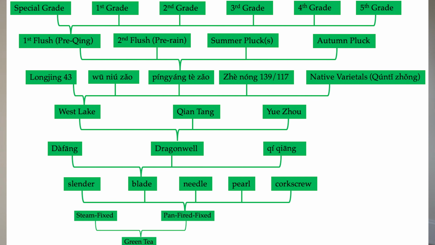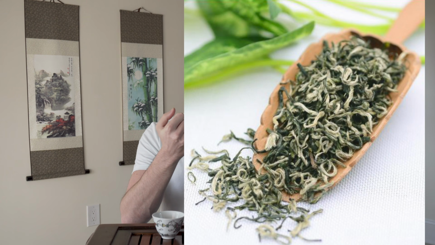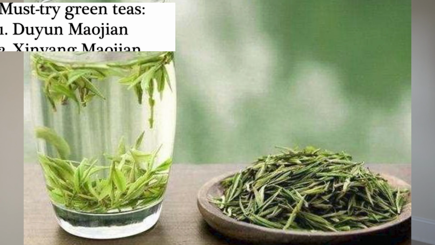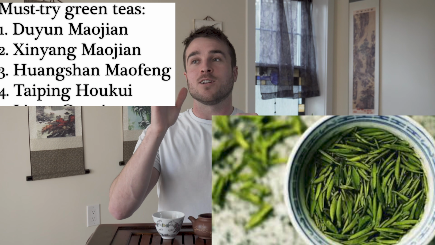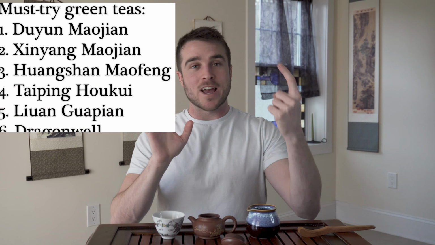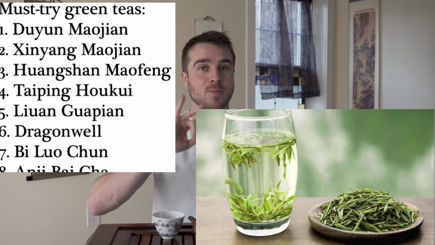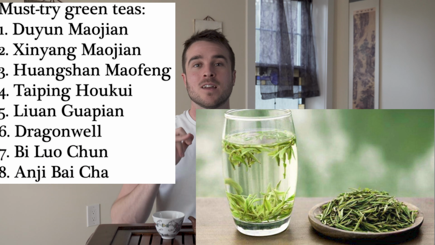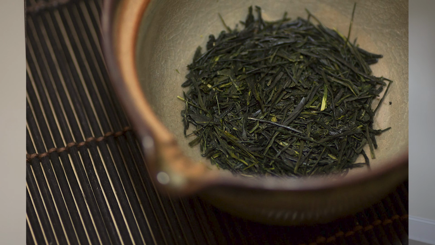Okay, so let's reel it back with green tea. Most of the green teas that I love are Chinese pan-fired green teas. That includes, let's see, I love Duyun Maojian, Xinyang Maojian, Huangshan Maofeng, Taiping Houkui, Liu An Gua Pian, and obviously Dragon Well, that's the king of green teas. Biluochun is unbelievable. Anji Bai Cha is fantastic too. Those are all Chinese green teas. On the Japanese side of things, I love me a good early flush Sencha.